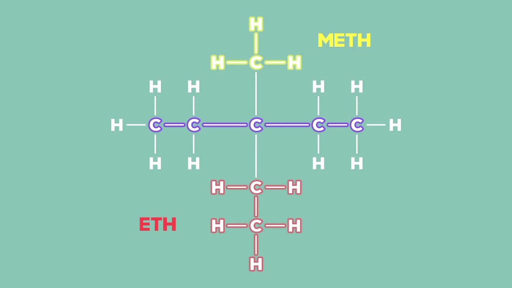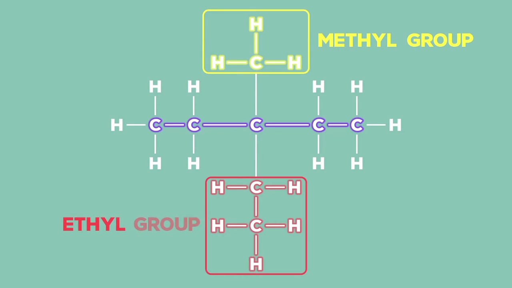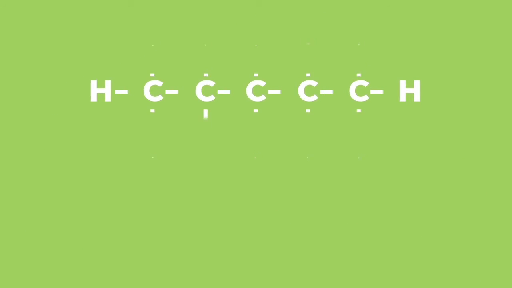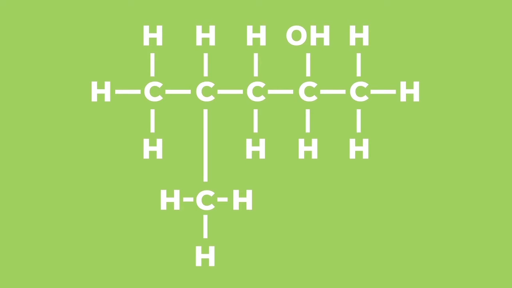The suffix for the side chain is always -yl. So, a side chain containing 1 carbon is a methyl group, containing 2 carbons is an ethyl group, and containing 3 carbons is a propyl group. These substituents are tagged with positions in the same way as the halogens.